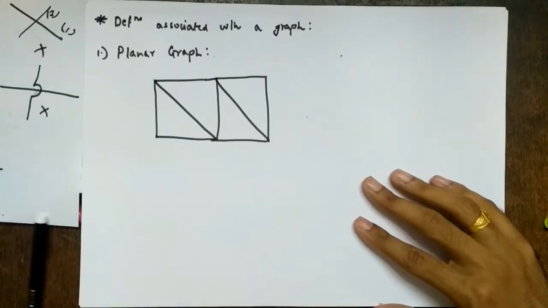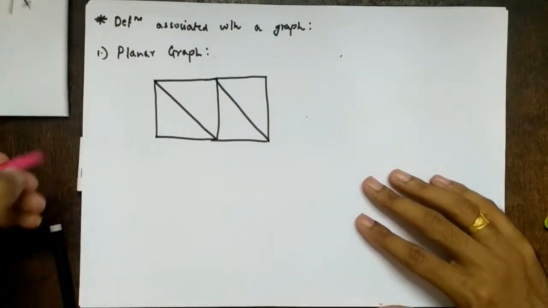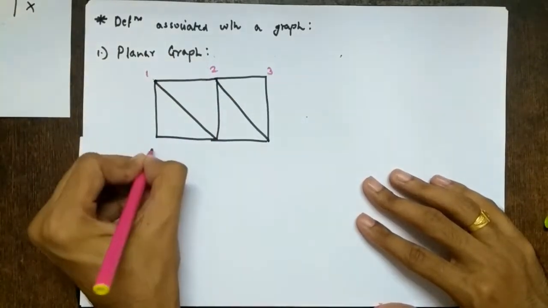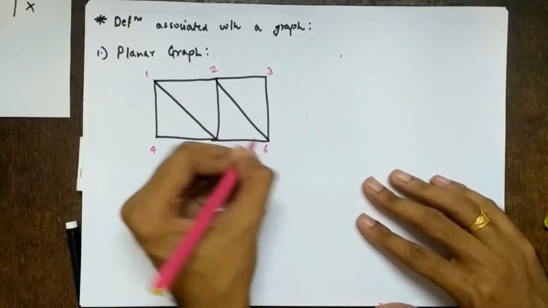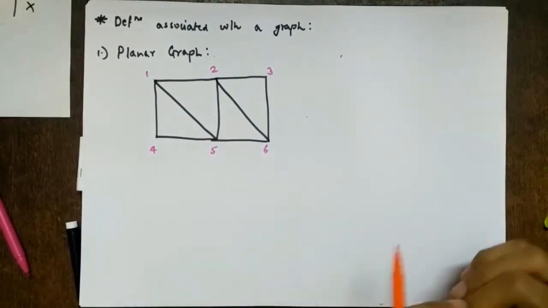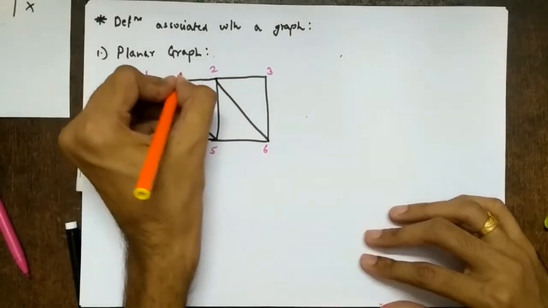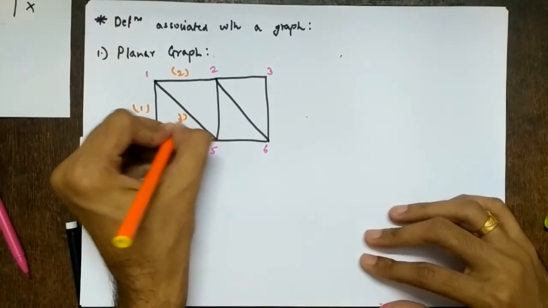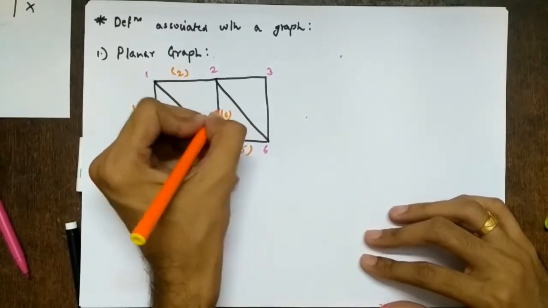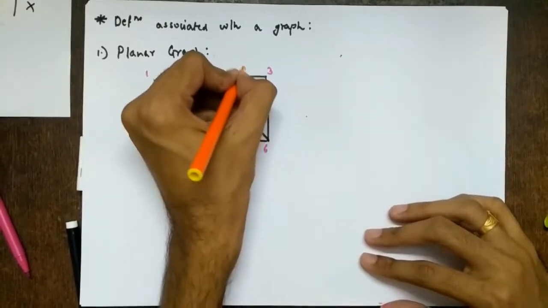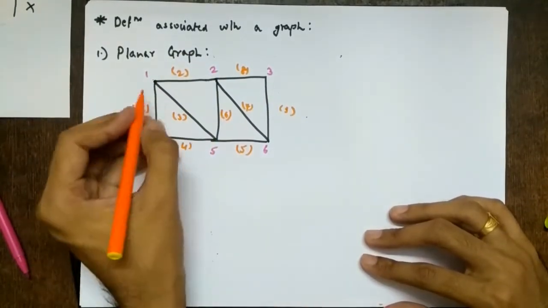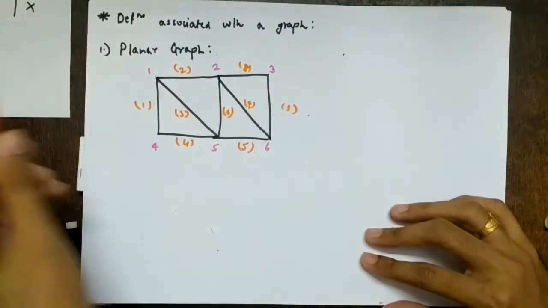Okay. So if I want, I can name the nodes also. So 1, 2, 3, 4, 5, 6. Okay. Then you can name the branches as well if you want. This is 1, 2, 3, 4, 5, 6, 7, 8, and finally 9. So no one is crossing each other and nothing is intersecting, right? So this is a planar graph.